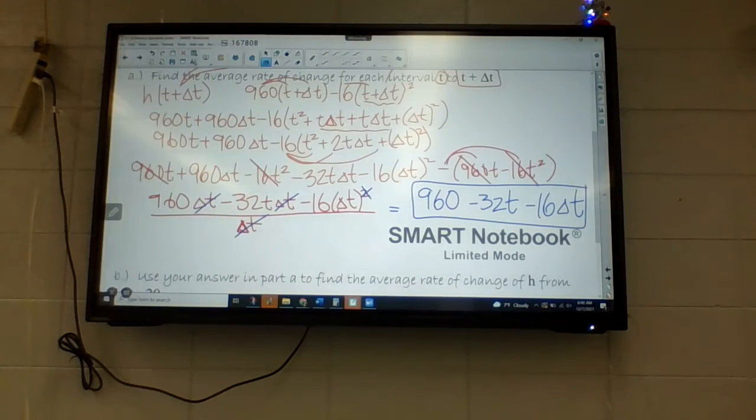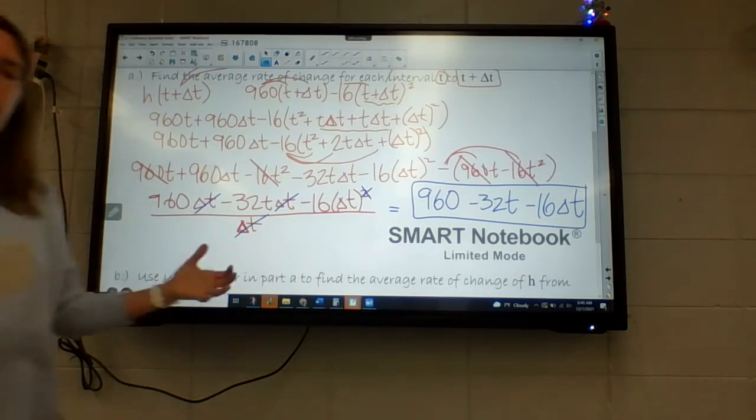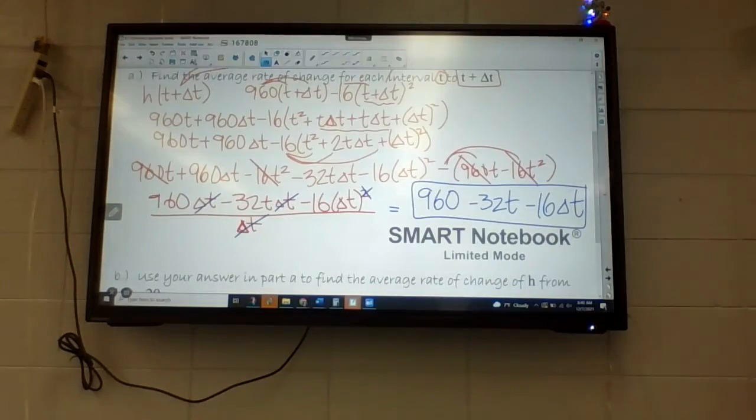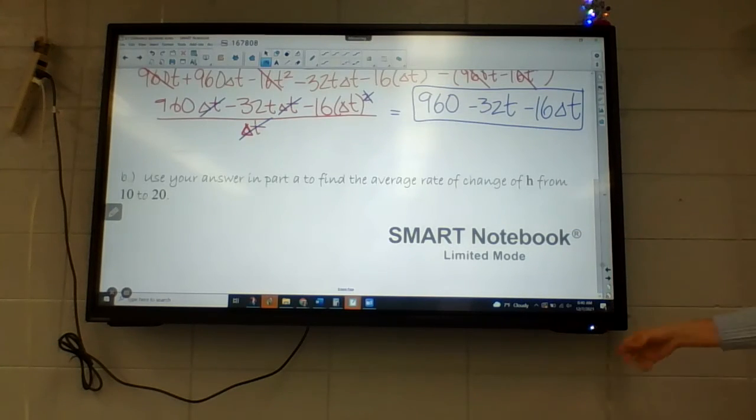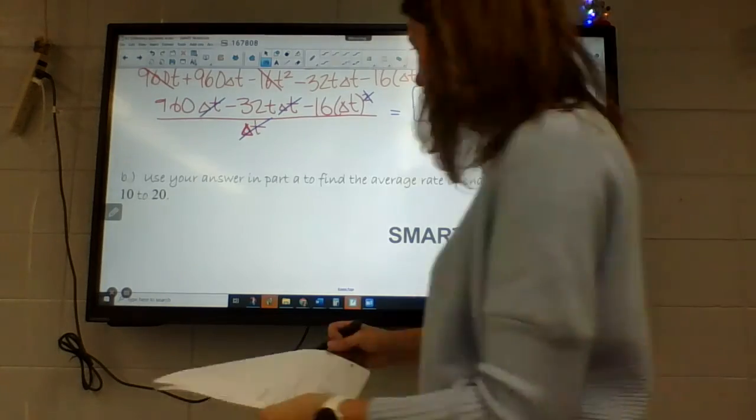All right, so it says now use your answer in part A to find the average rate of change of h from 10 to 20. Now again, knowing this whole difference quotient, I wish we had never learned that and just known the 10 to 20, we could have just done that to begin with. However, knowing that this difference quotient exists is something we'll be comfortable with, hopefully. I think there's one like this on our homework, I don't think it's quite as bad.